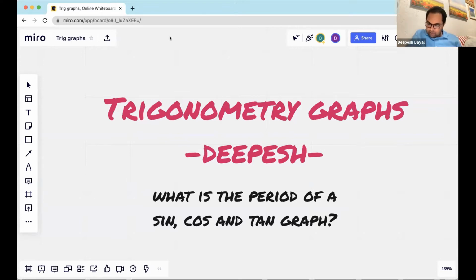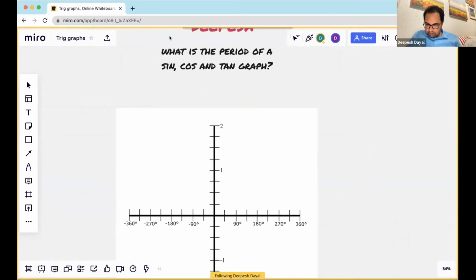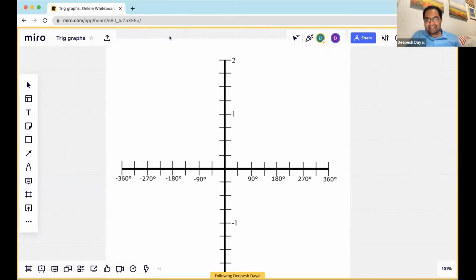I'm going to share some graph paper. So we've got this here, and you can see there's different angles there. We've got 90 degrees, 180 degrees, 270 degrees, and 360 degrees, right?